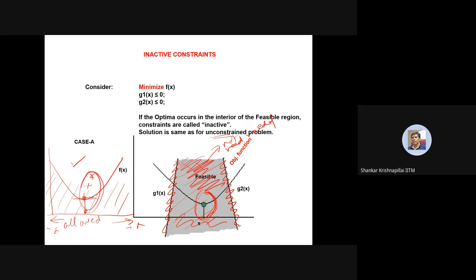So that is why these constraints are called inactive. If the optima occurs in the interior of the feasible region, constraints are called inactive. So you can just ignore these two constraints, take the objective function, differentiate it and find the minimum. But you have to know in advance that the constraints are inactive, and you can know that only if you draw this figure. If you just look at an objective function and two equations, you can't say if the constraints are inactive. So you have to plot them and find out.